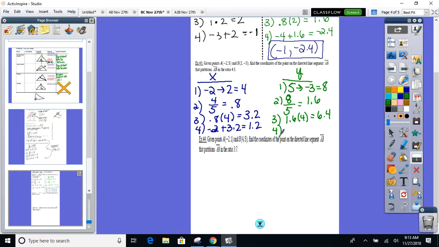You better watch yourself here. Because if you take 6.4 and add it to 5, isn't that above where my line segment even is? You're traveling from 5 to -3, so this coordinate's got to be somewhere in between 5 and -3. If you add 5 and 6.4, you're going to get 11.4, which is way off. Everyone see where I'm going there? So I don't actually want to add 6.4. I want to subtract it. So 5 minus 6.4.